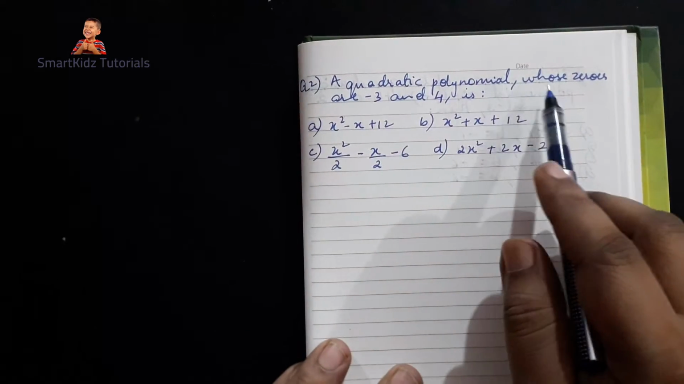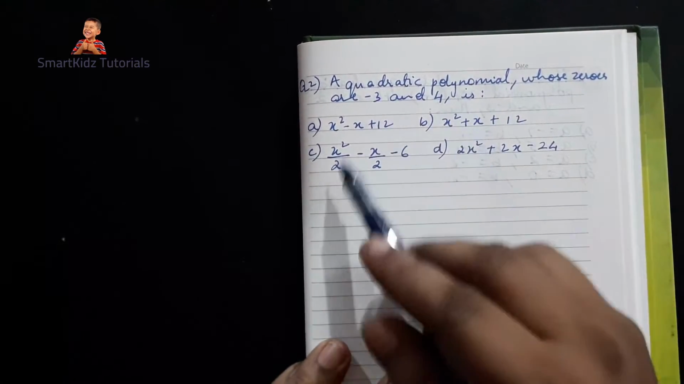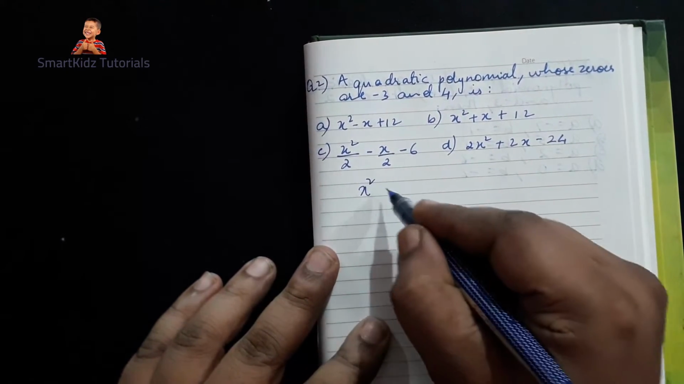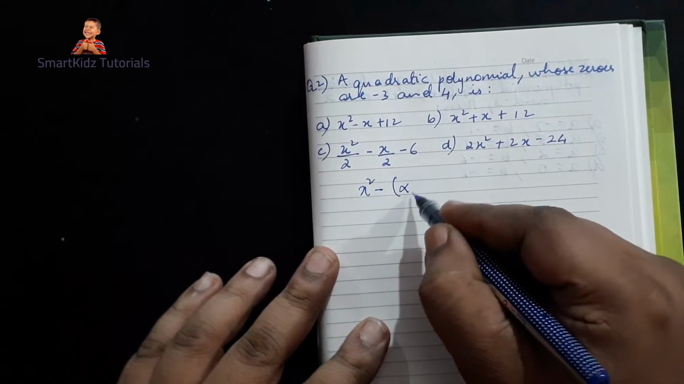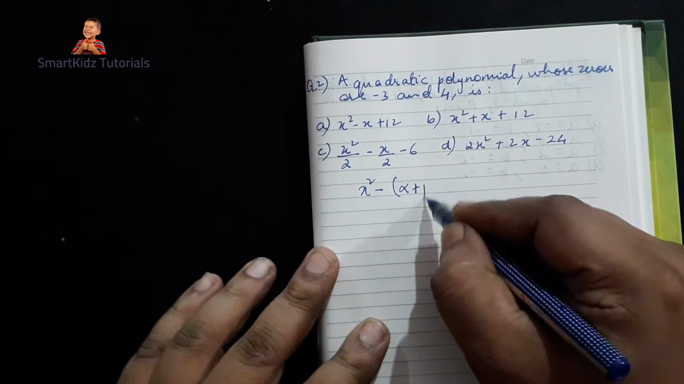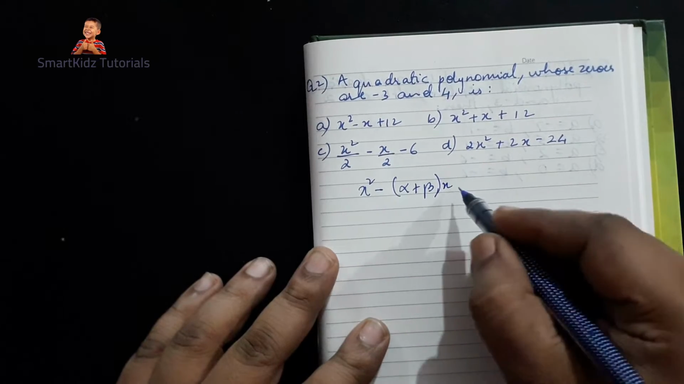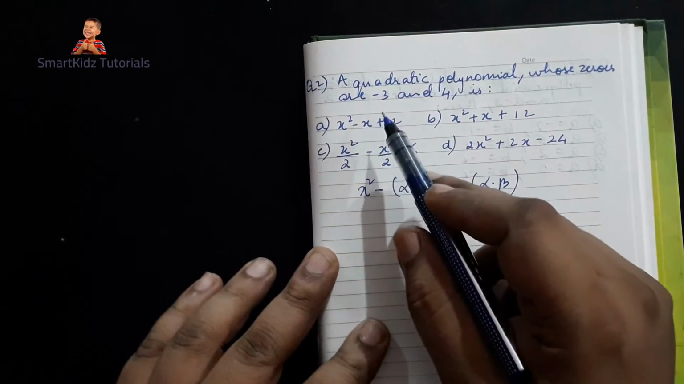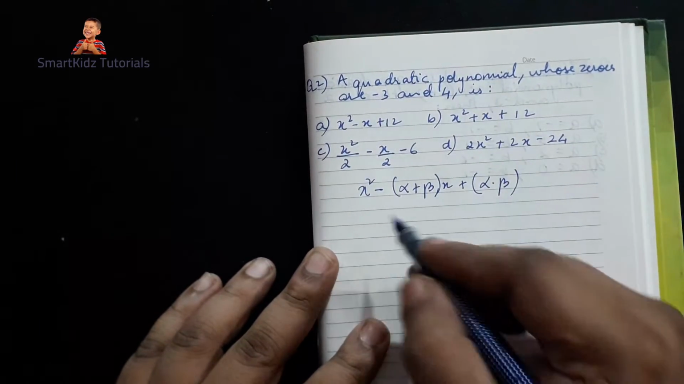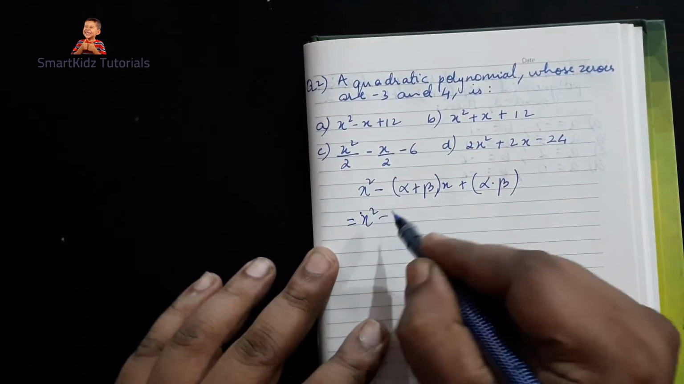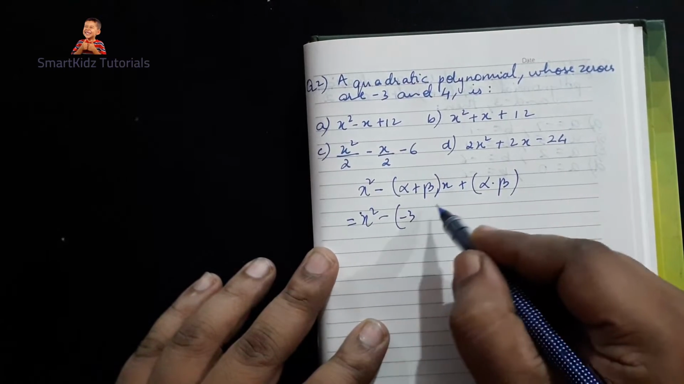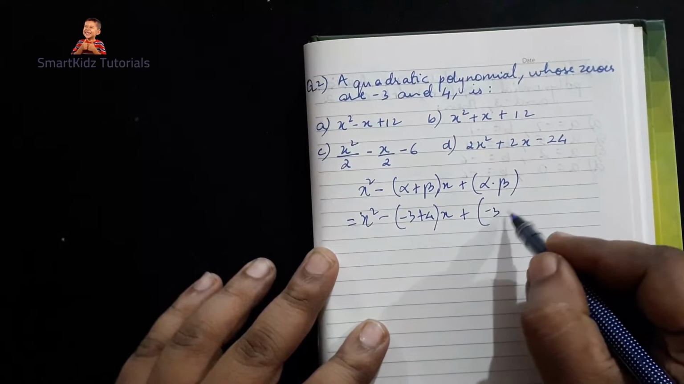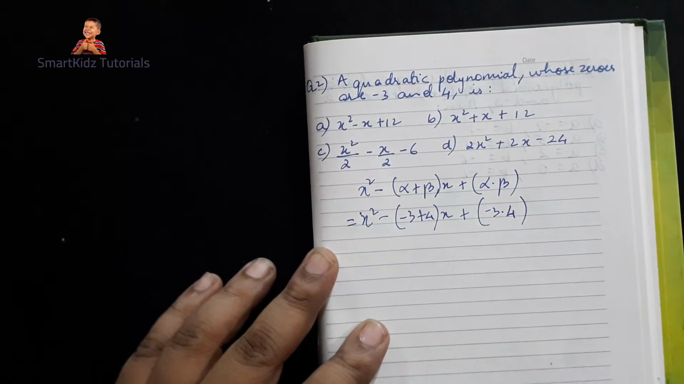Next question, a quadratic polynomial whose zeros are minus 3 and 4 is, and we need to find the quadratic polynomial. So to find the quadratic polynomial, we will write it as x square minus alpha plus beta, that is the sum of the zeros, into x plus alpha into beta. So we'll take the two zeros as alpha and beta. This is minus 3 and 4. We'll get equal to x square minus, alpha we'll take as minus 3, beta we'll take as positive 4, into x plus minus 3 into 4.